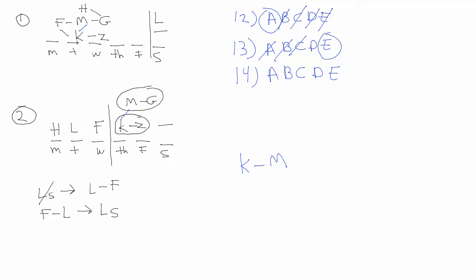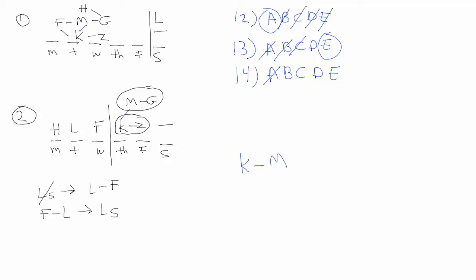Which of the following cannot be true? Answer choice A, can F be before L? Yeah, sure. Because we know that either frame 1 or frame 2 is going to work. And in frame 1, we've got the F before the L. So A is possible. That's not the right answer. We're looking for what's impossible.